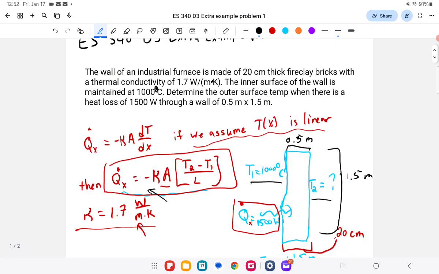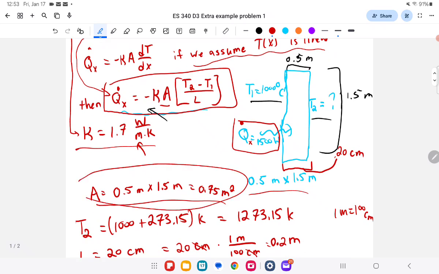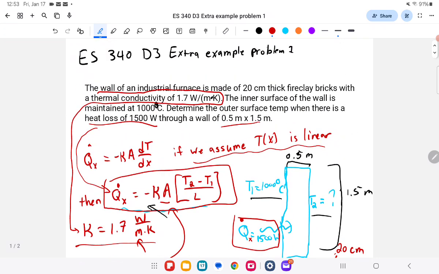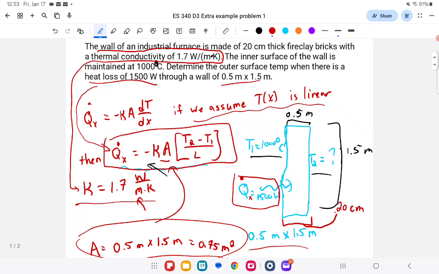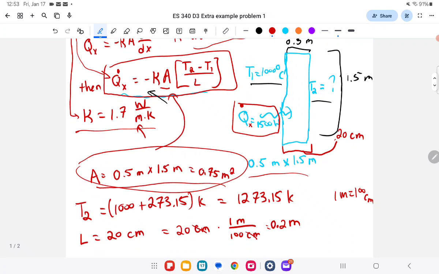Now we have all of the things that we need, obviously. The first thing is kappa, which is the thermal conductivity. That's this thing here. It's 1.7 watts per meter Kelvin. We also know that we have a heat loss of 1500 watts, which is that thing right there. This gives us the area. So this is going to be here. And we also know the L for the brick, which is 20 centimeters.